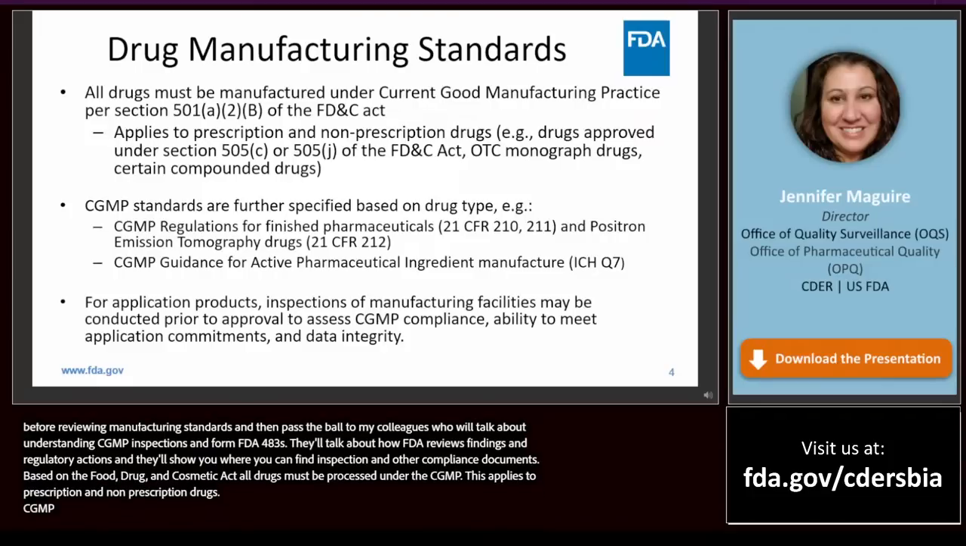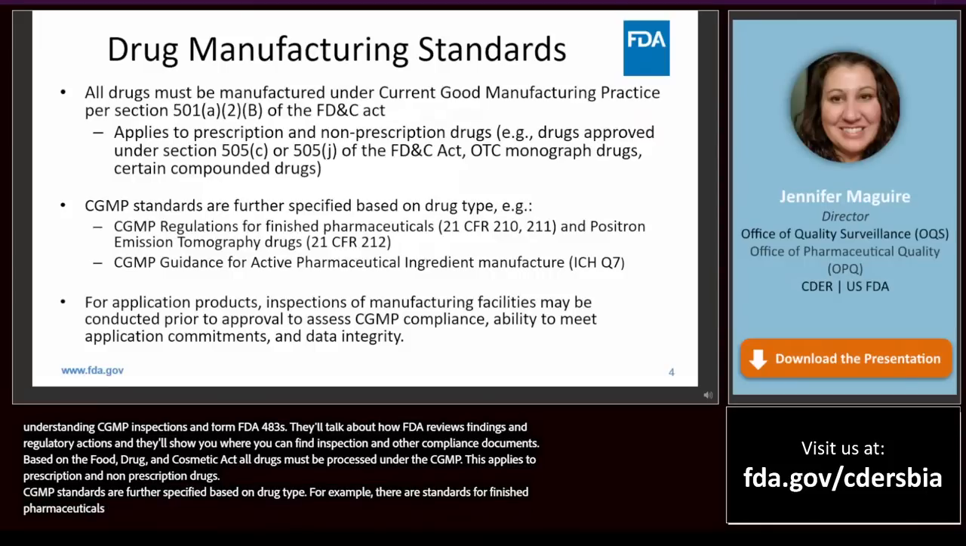CGMP standards are further specified based on drug type. So for example, there are standards for finished pharmaceuticals that can be found in 21 CFR 210 and 211, and standards for positron emission tomography drugs can be found at 21 CFR 212. The guidance for active pharmaceutical ingredient manufacturers can be found in ICH Q7.